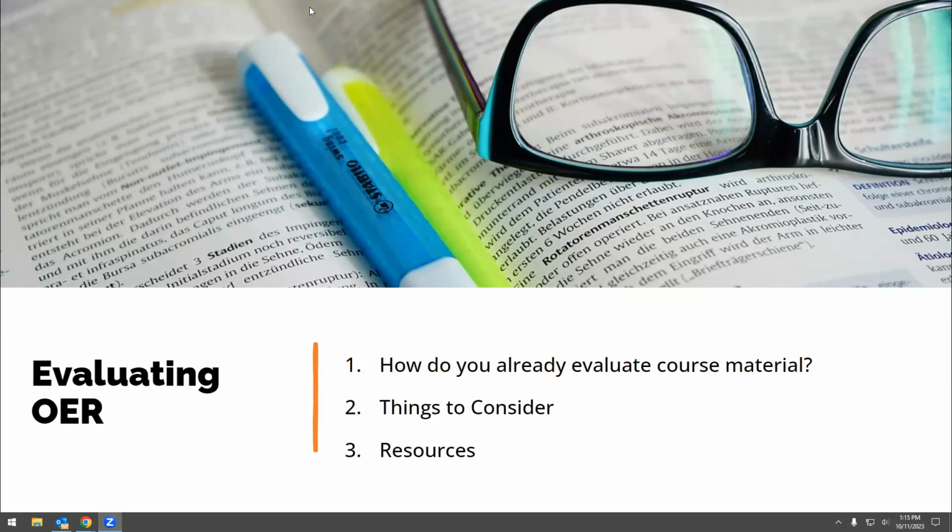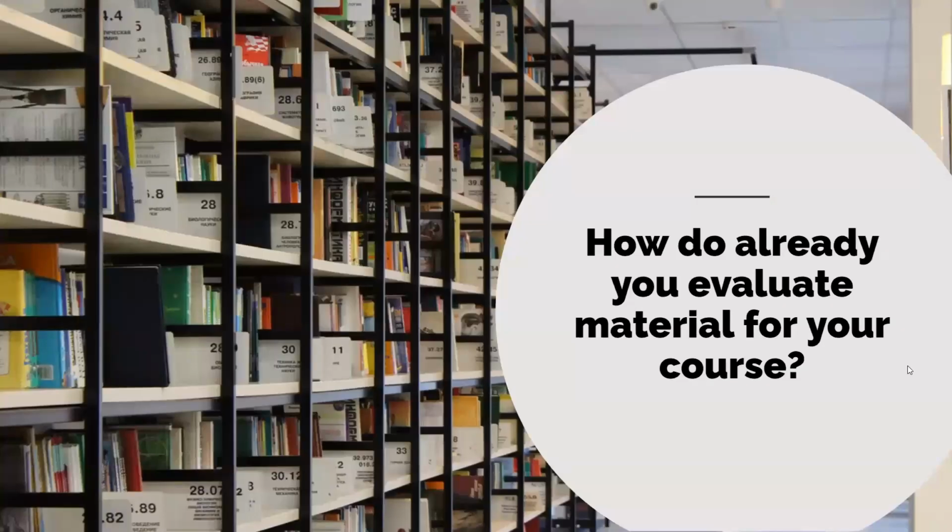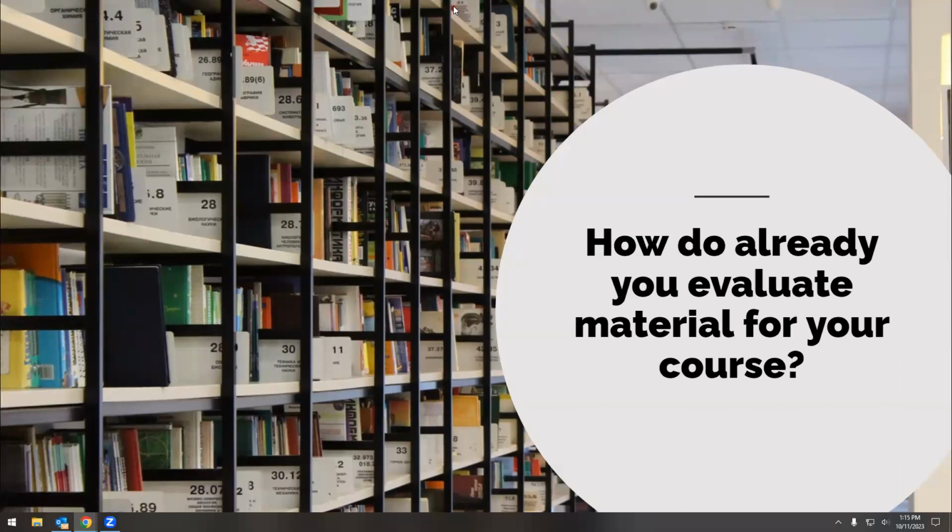As you can see, Brianna already sort of walked you through evaluating an OER resource. She walked through how you can find things, the contents, the reviews, just to sort of get an idea that's out there. But we're going to go a little bit more in depth about what you may want to consider when you're evaluating OER material for your course. And so I want to start with, how do you already evaluate material for your course? Feel free to put that in the comments or unmute yourself if you have something you want to share that way.